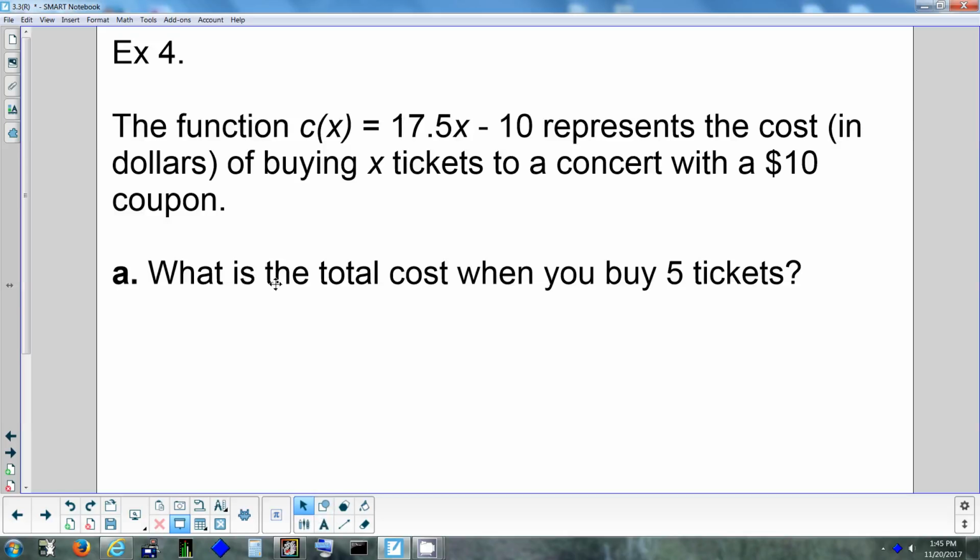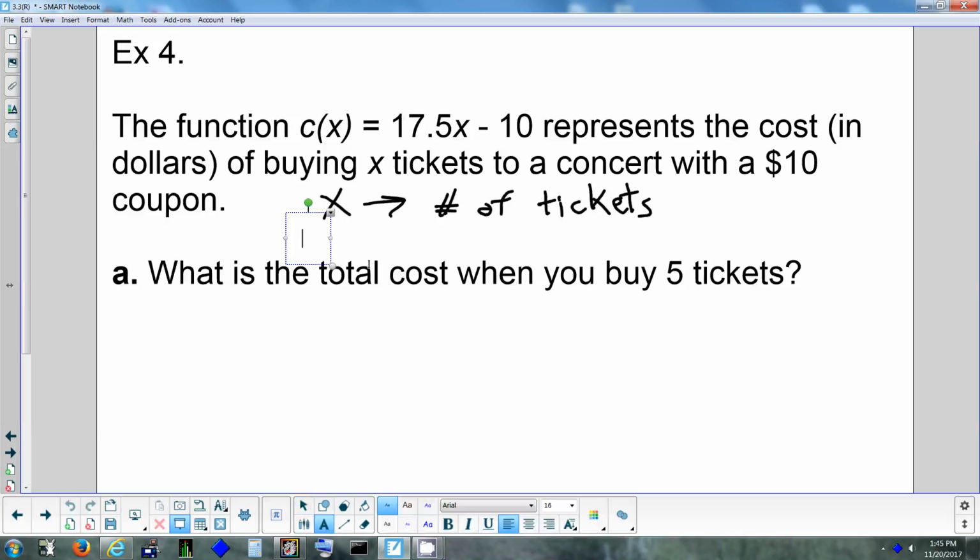All right, so it's saying that x represents the amount of tickets. So it wants us to set up a function, and I want to know the total cost when you buy 5 tickets. And you guys just told me, x represents the number of tickets.